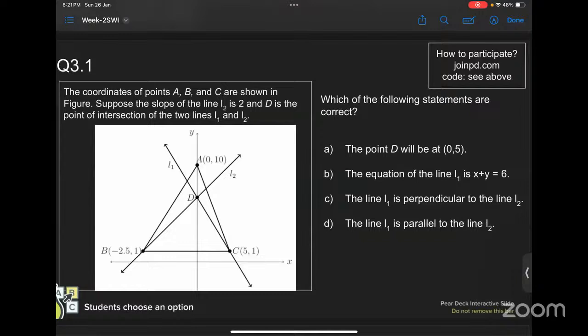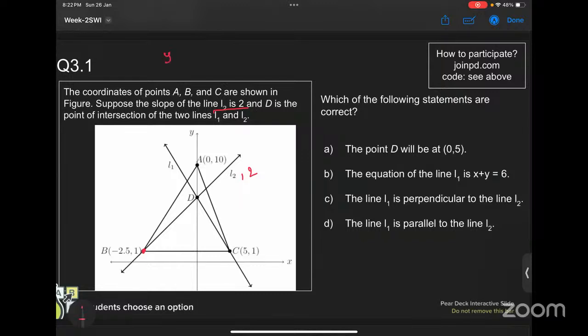So we can do it step by step, right? First we are given the line L2 with slope 2, and we have a point on the line L2. So we can calculate the equation of the line L2, right? What will be the equation of the line L2? We can directly calculate it using the point-slope form.